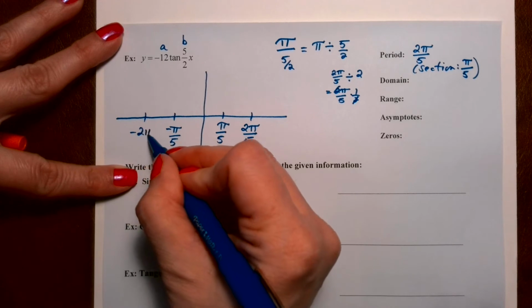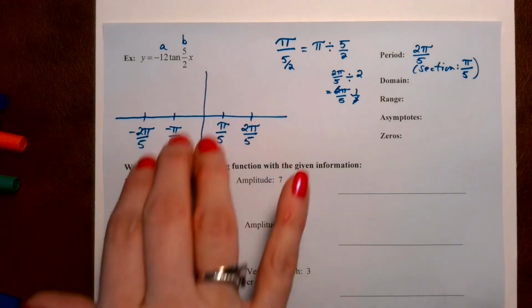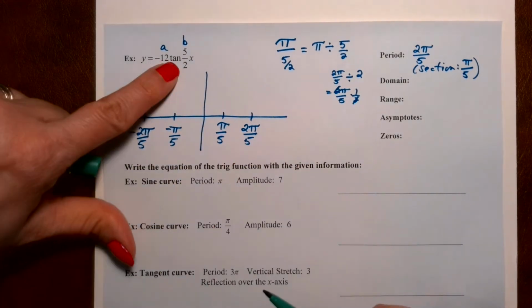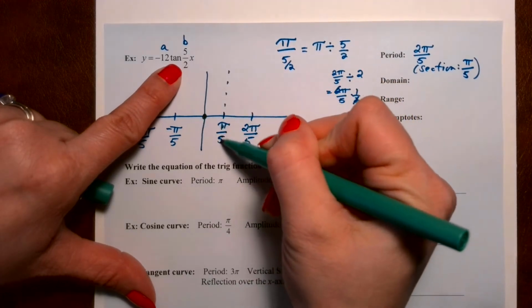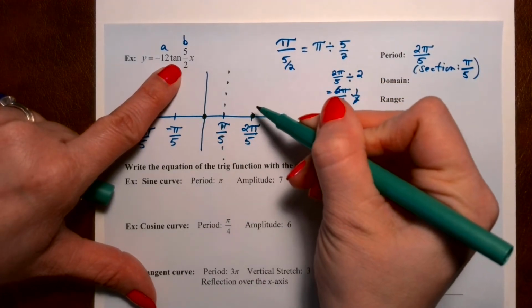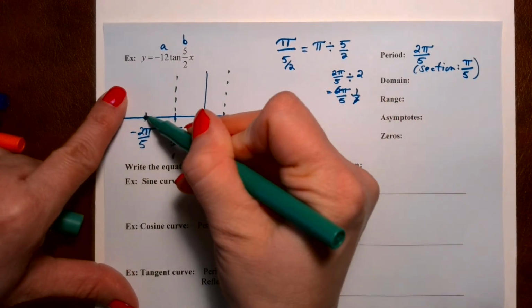And that guarantees that we have 2 periods. Okay, how does a tangent graph start? If you look at the y-axis, tangent graph starts with point, then asymptote, then point, then asymptote. Let's go the other way. Asymptote, point.